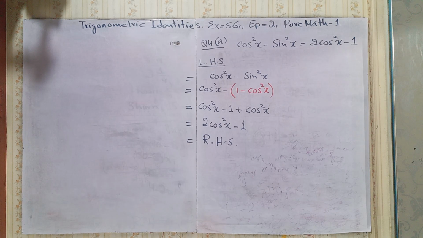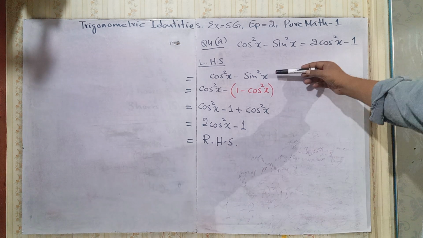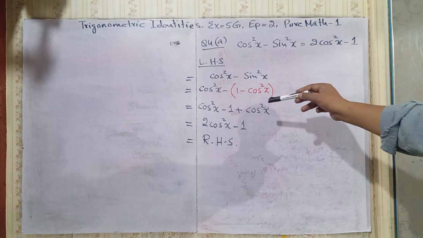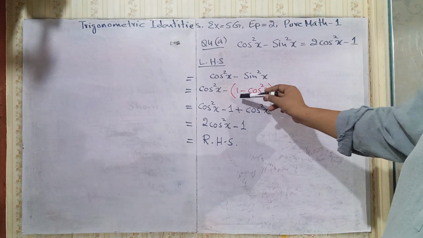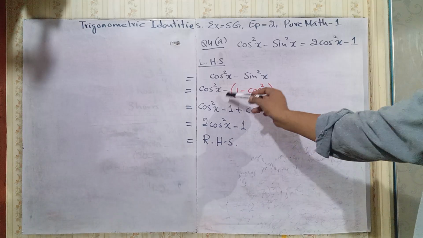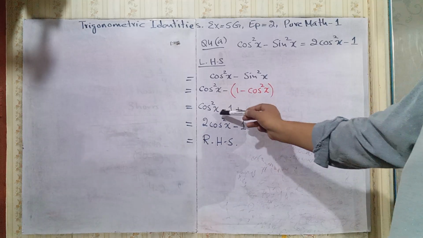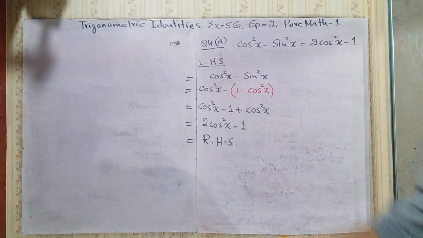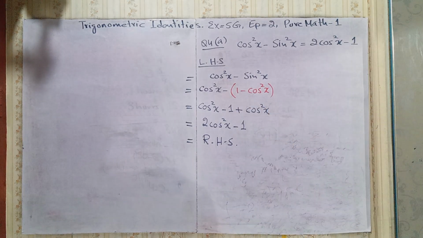Because in the right hand side I want the answer only in the cos x terms, so what I will do, the sin square x will be substituted. You see this sin square x, I will substitute that with 1 minus cos square x. You see I have written it in the red color. So this sin square x can be substituted with 1 minus cos square x. Due to this minus, when you open this bracket, the signs will change. So you will have cos square x minus 1 plus cos square x, plus cos square x. That will give you 2 cos square x minus 1.